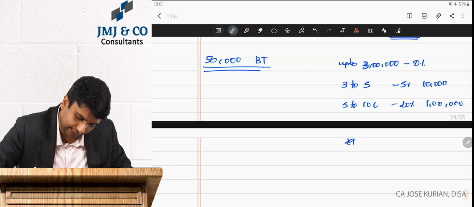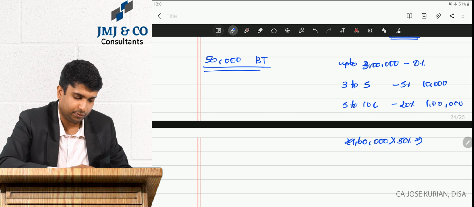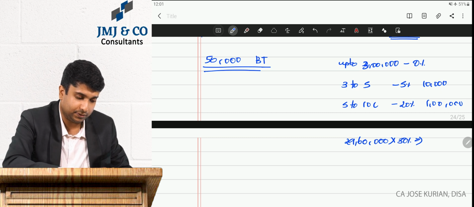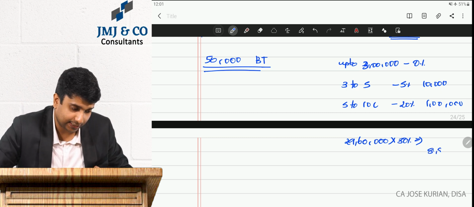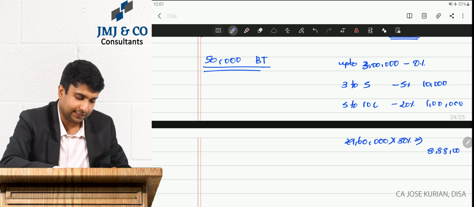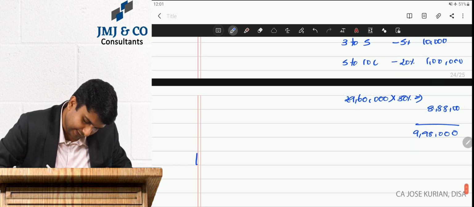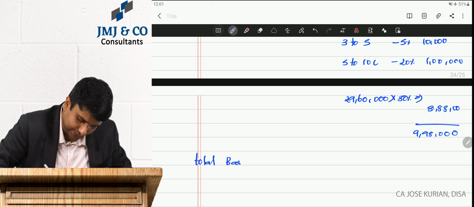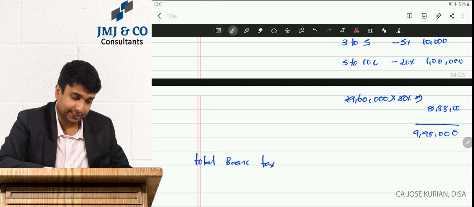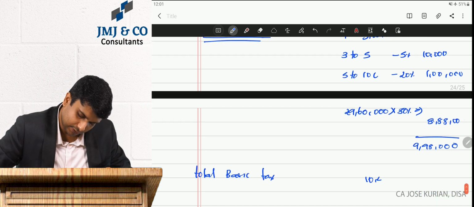On the 29,60,000, 30% is the rate of tax. So 29,60,000 into 30% would be 8,88,000. So 8,88,000 plus 1,10,000, the basic tax total would be 9,98,000. Alright, so the total basic tax would be 9,98,000 plus 50,000, that would be 10,48,000.